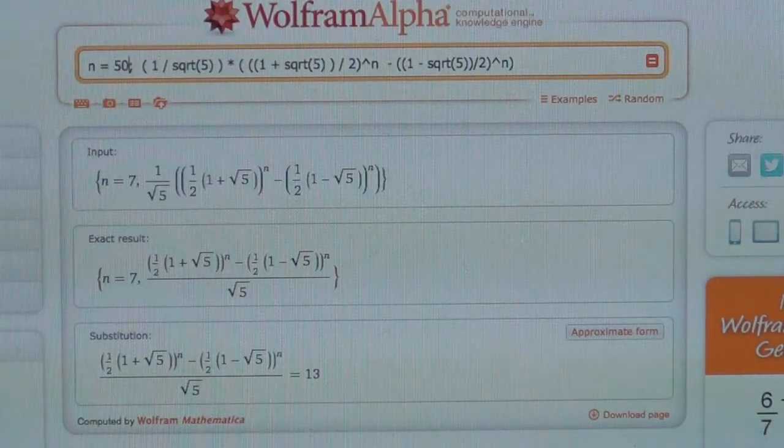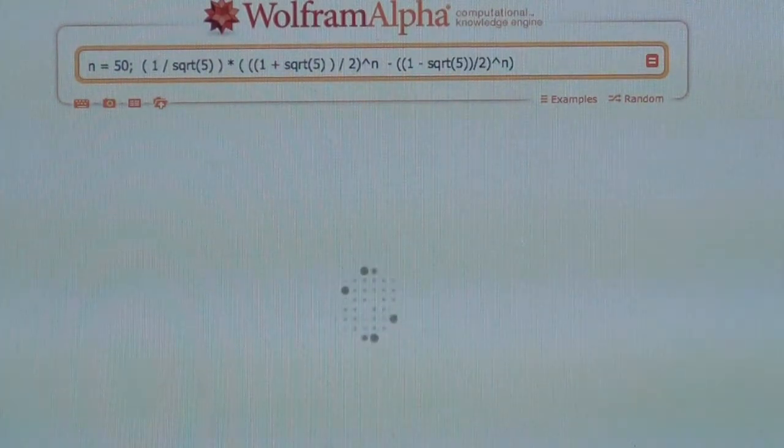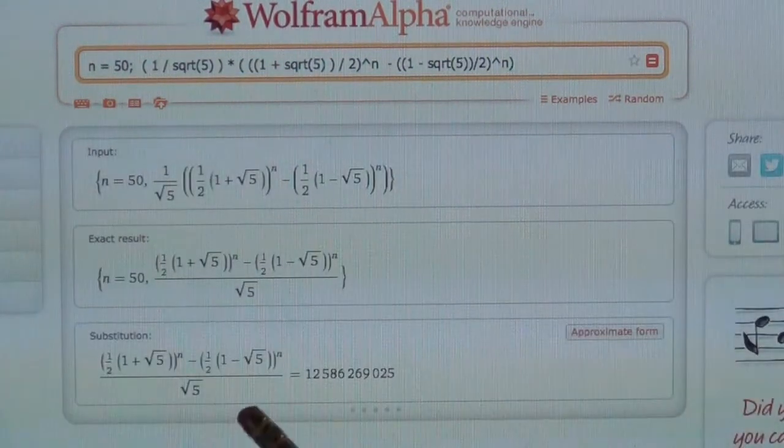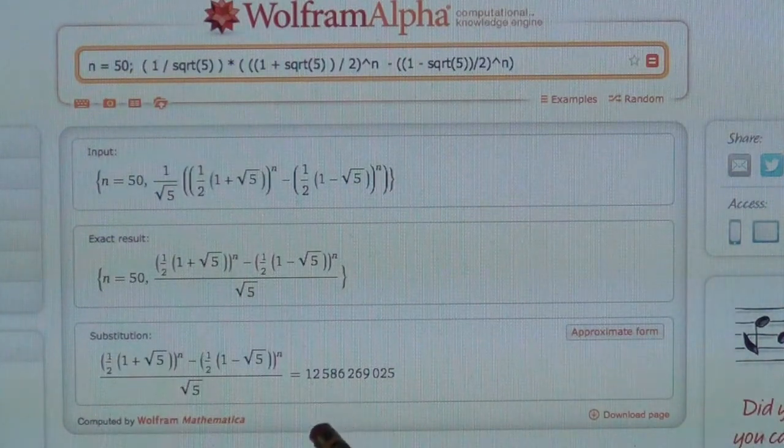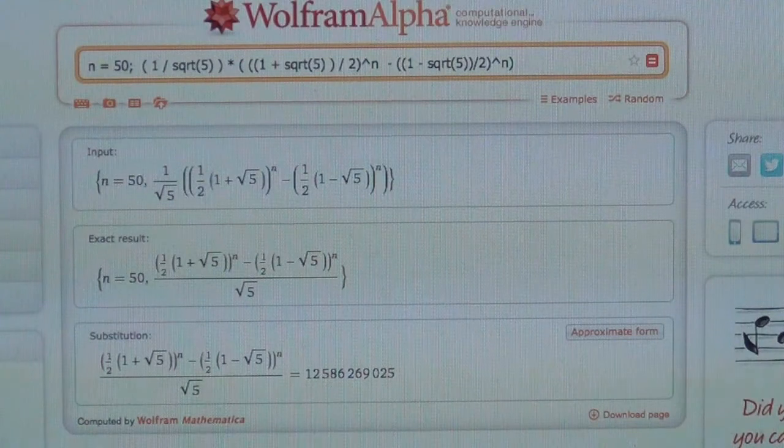So let's just see what the 50th Fibonacci number is. And Wolfram Alpha can compute this really fast. There we go, 12,586,269,025.